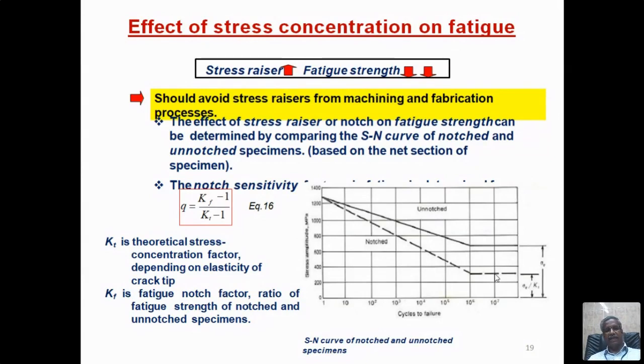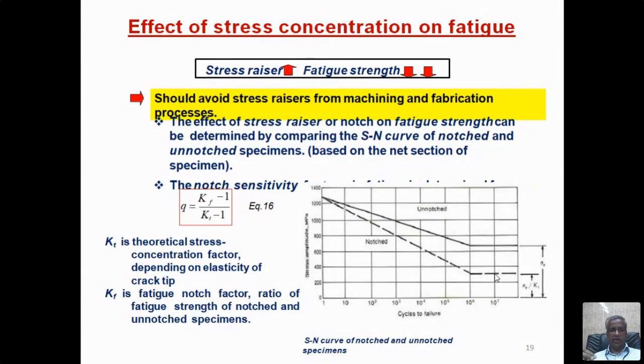What is Kt? Kt is the theoretical stress concentration factor. You know the formulas. Normally it will vary from 1.5 to 2.5. But we can calculate the maximum stress and the average stress. The ratio between maximum stress and average stress is the theoretical stress concentration. So if you know Kf and Kt for your specimen, for your notch, you can substitute here and you will get the Q.